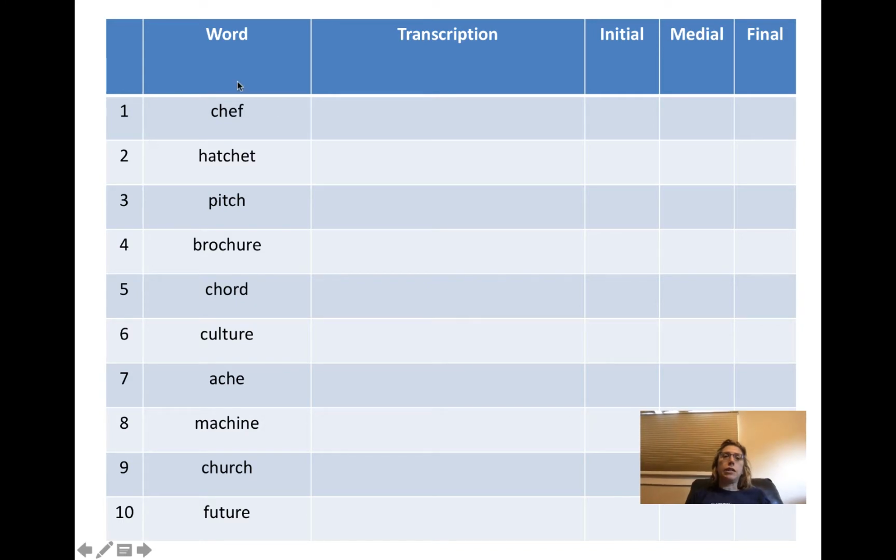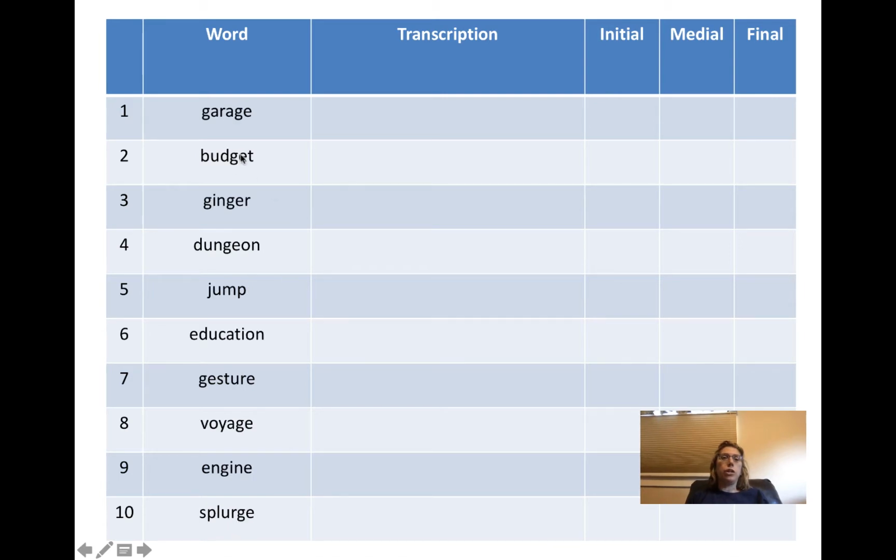All right, so let's look to see who are our ch words here. Even though the ch spelling is usually our indication of ch words, chef, nope, that's our esh, our palatal velar fricative. Hatchet, here's a ch. Pitch, there's a ch. Brochure, there's our esh, our fricative. Chord, that's a k. Culture, there's a ch. Ache, there's a k. Machine, there's our esh. Church, again, there's one of our words where we have that post-alveolar affricate at the beginning and the end. Future, again, there's a ch in the middle.